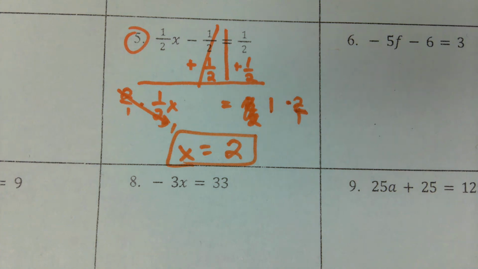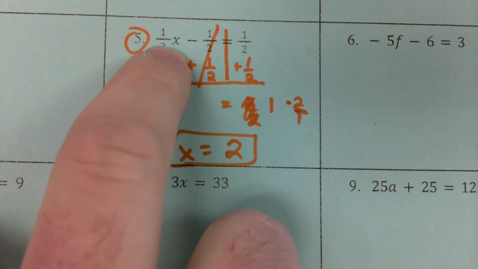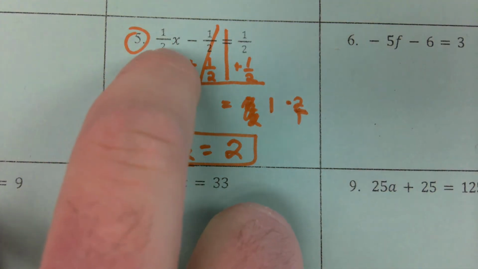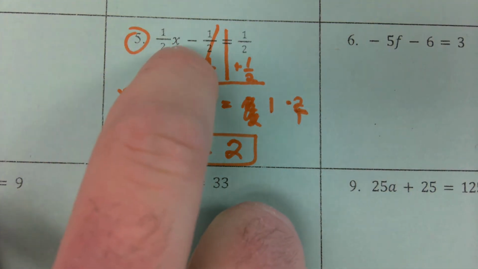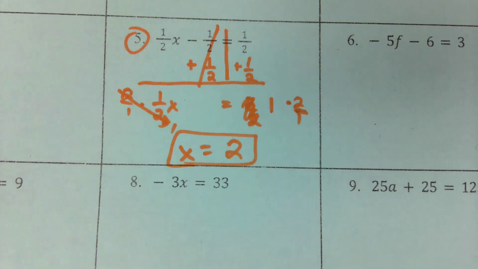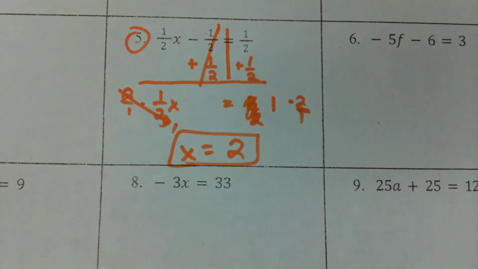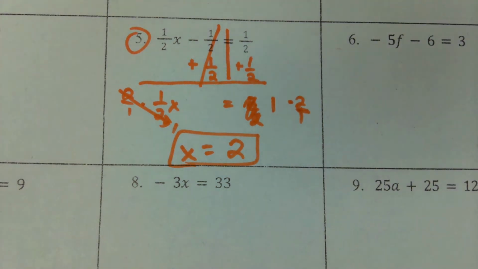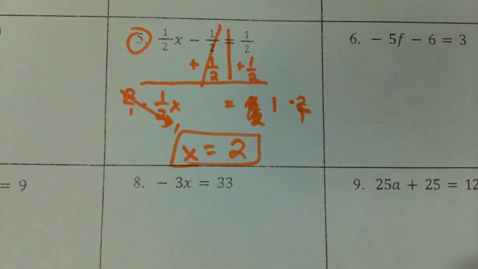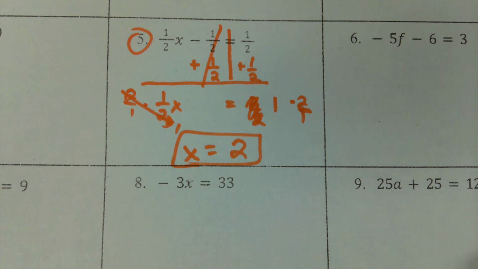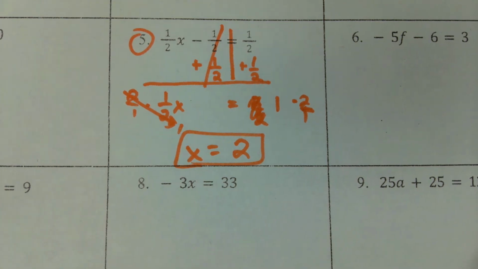And if we plug 2 back in for x, we see that that's the case. 1/2 of 2 would be 1. 1 minus 1/2 is going to give us another 1/2. Give you guys a second to copy down any corrections on this one if you need to. Questions on 5? Okay.